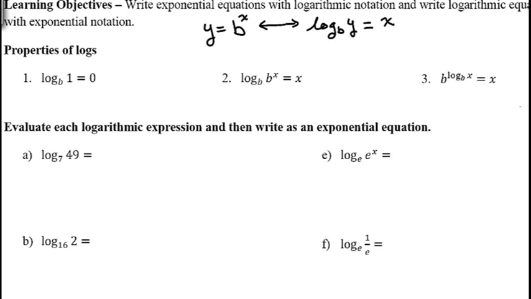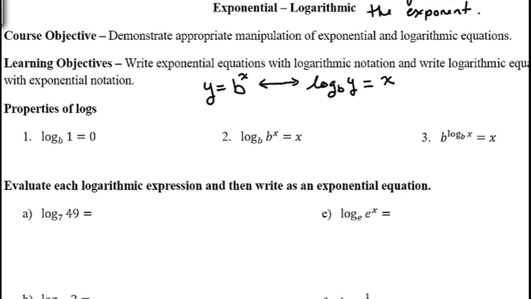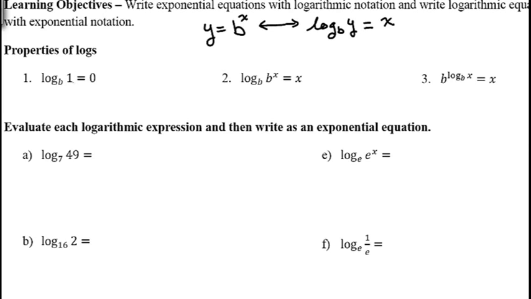Next we have some properties of logs. The first property is log base b of 1 is equal to 0. If we rewrote this in exponential form, then the thing being raised to a power is the base of the log, so it would be b, and remember logs are equal to the exponent, so it's going to be raised to the 0 power, and it's equal to 1. That was one of our properties of exponents also, that anything raised to the 0 power is equal to 1.